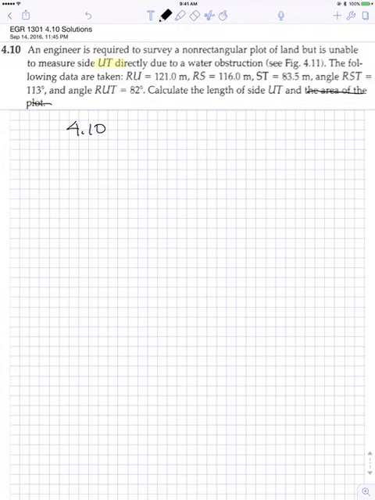All right, so let's look at what we're given. We're given a plot of land, but we can't measure one of the sides directly because there's an obstruction. It says to see figure 4.11. So let me draw that in separately. Okay, so here's the figure.